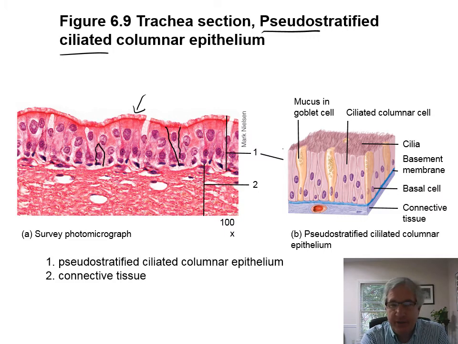There's all these clear zones that are in here. So here's part of a goblet cell. Here's part of a goblet cell. Here's another part of one over here. There's another one over here. So then you have the cilia on top. Next slide.